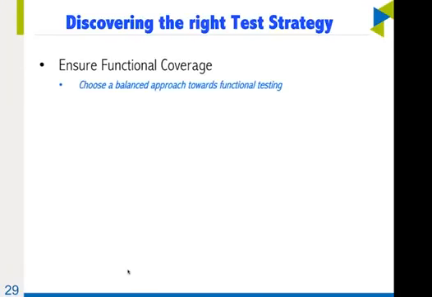The first part was compatibility. The next part is the functional coverage. So the second step of the testing strategy should be ensuring that your app is functionally covered, that all the functional features of your app are covered by at least one test. What this means is that you have to choose a balanced approach towards functional testing. You should not be overdoing it, but you should not be underdoing it as well.